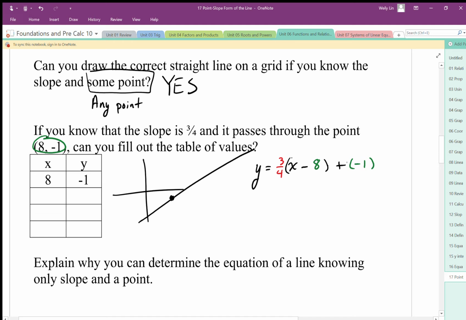Now I can use this equation to calculate coordinates, but I could also just fill out this table of values using slopes. Okay, down 3 over 4. That's going to be down 3 over 4. Okay, I can do over 4 up 3. So up 3 from there is going to be plus 2, plus 12.